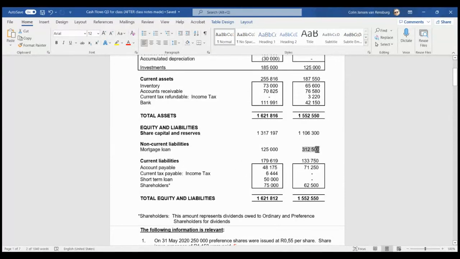At the beginning of the year, ladies and gentlemen, it had a balance of 312,500 rands. At the end of the year, it has a balance of 125,000. So unless we have obtained a further loan, this seems to indicate that we have repaid on that loan, because the balance at the end of the year is less than the balance at the beginning of the year. So this indicates that we've repaid, but by whatever the difference between those amounts is. But we've still got to ascertain whether we didn't actually acquire a further mortgage loan.